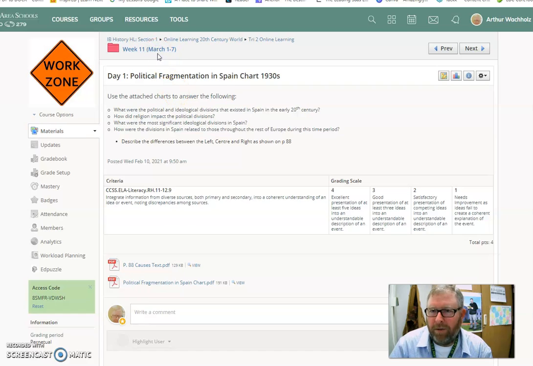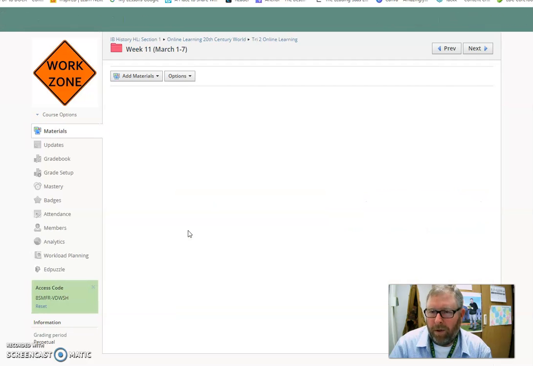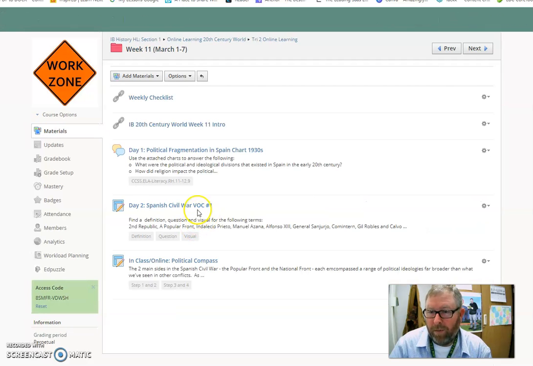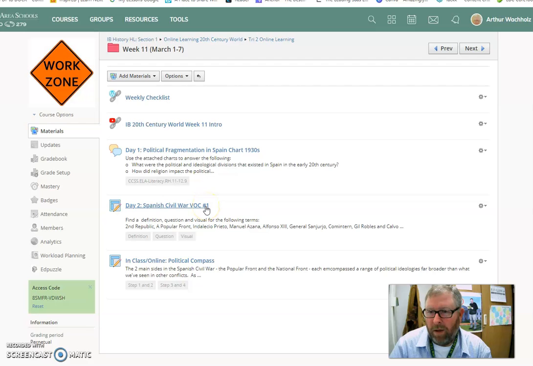The assignment on day 2, then, will be to focus on some of the vocabulary and the groups and the people that were in the Spanish Civil War, so this VOC assignment. Those of you that are here will be able to work on it with small groups of the people that are here, and then those of you that connect on the Google Meet, you can either choose to work on it independently, or I can put you in breakout rooms and you guys can work on it that way.